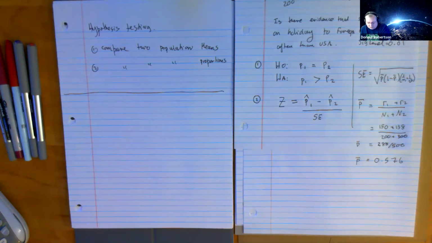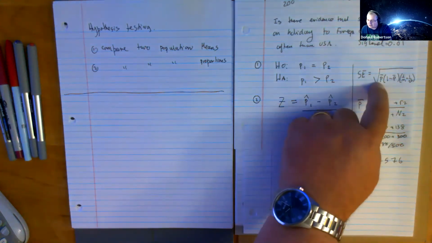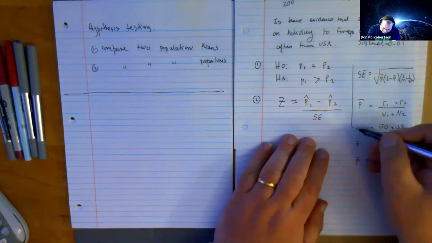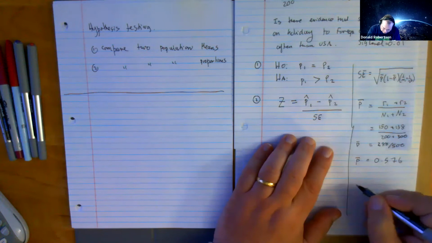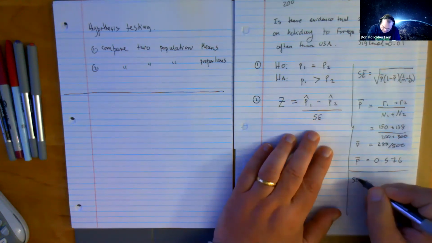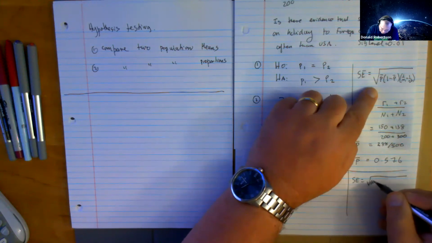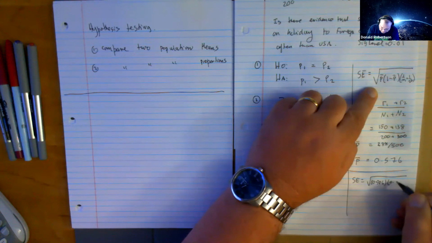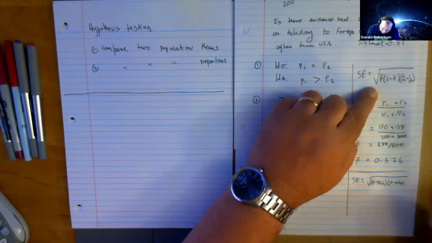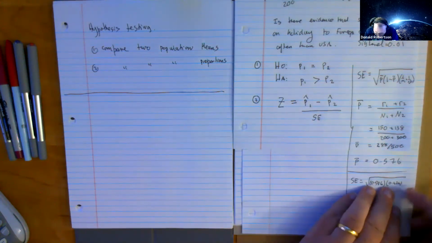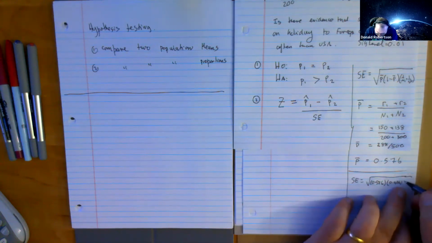Have I already convinced you that this is a we're only doing it once question? Because we haven't even got to the answer yet. This is just a preamble, right? This is us still hunting for this guy. So if I planned it right, I would have given myself more room, but since I haven't, here goes. It's going to be the square root of 0.576 times 0.424 times 1 over 200 plus 1 over 300.